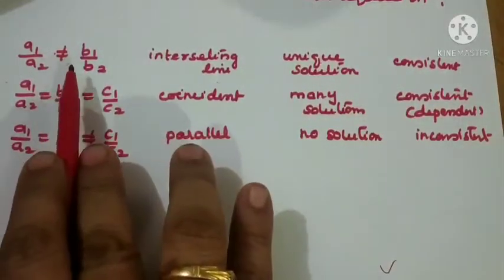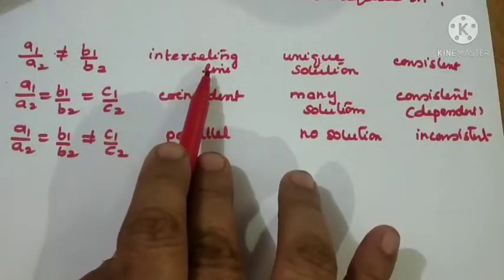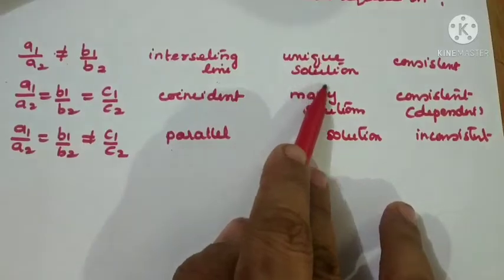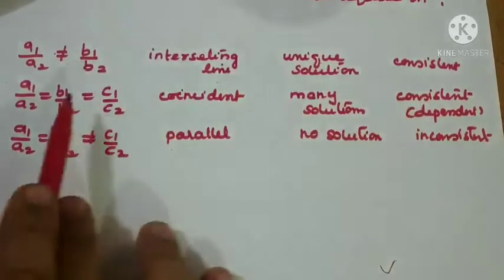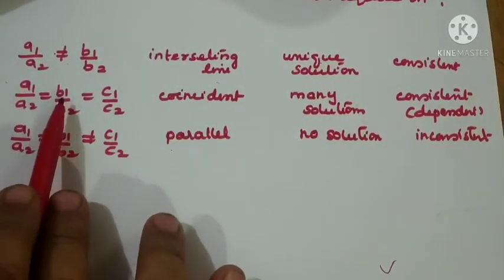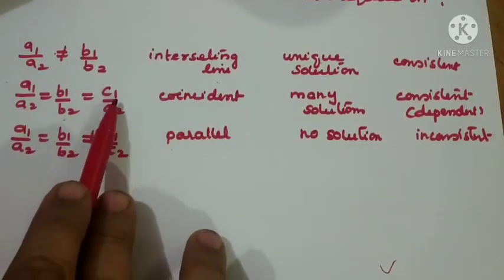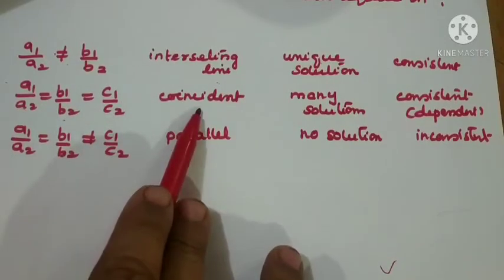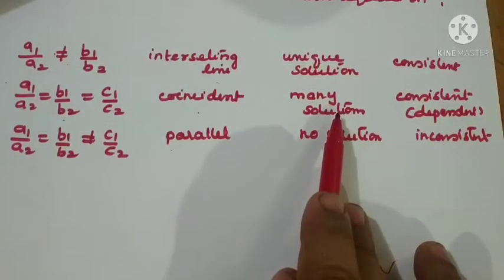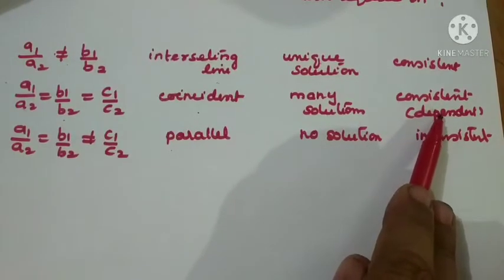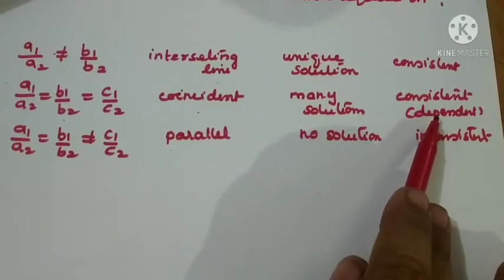a1 by a2 not equal to b1 by b2. What type of lines? Intersecting lines. How many solutions? Unique solution and consistent. Now if a1 by a2 equal to b1 by b2, then we must check the third ratio, that is c1 by c2. If it is also equal, then the lines are coincident. Many solutions are possible, and it is called a consistent pair of linear equations only, but both are dependent because one falls upon the other.